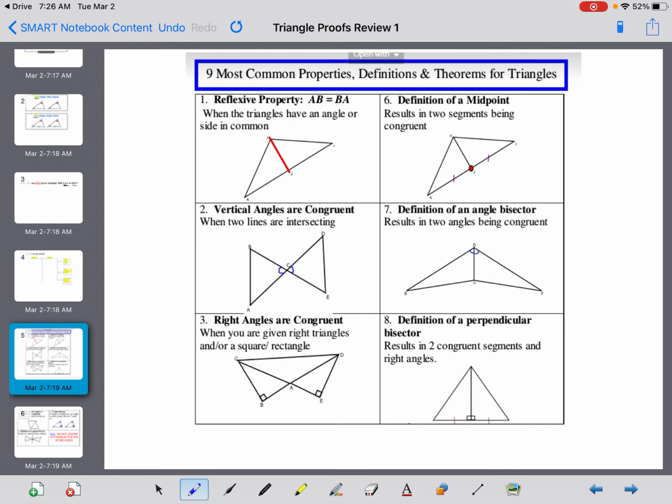Number 6, the definition of a midpoint means that there's two segments that are congruent. Notice if the red dot is your midpoint, then KJ and JI are going to be equivalent. The definition of an angle bisector results in two angles being congruent. So if you were to cut the giant angle BDF in half, then BDH is going to be congruent to FDH. And number 8, the definition of a perpendicular bisector. Well, bisector and perpendicular means that it's going to create two right angles.